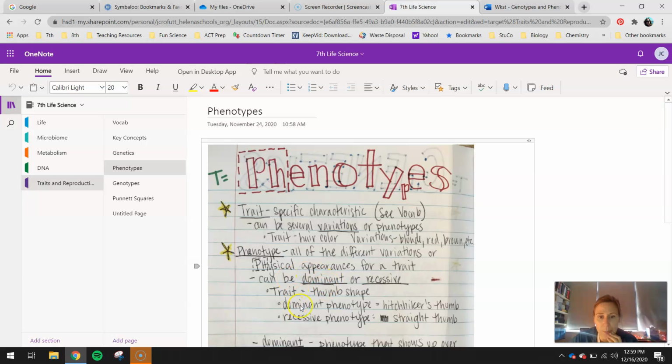Okay, you can either have a dominant or a recessive phenotype. For instance, I have brown eyes. I have the dominant phenotype for the trait of eye color. If you have blue eyes, you actually have the recessive trait for that phenotype of eye color.